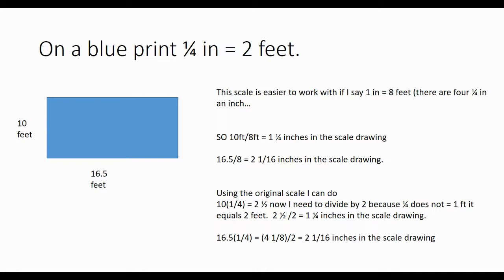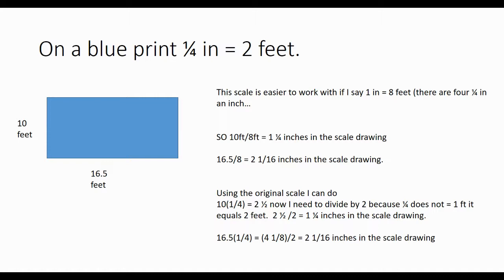Here is another approach that's doing it without a proportion. So here, I'm going to go back all the way to my original scale that I avoided using, and say, okay, I'm going to do 10 times 1/4. That tells me how many 1/4-inch sections I'm going to need if each 1/4 represented 1 foot. But since it does not, now I'm going to divide it by 2 because, like I said here, 1/4 of an inch does not equal 1 foot, it equals 2 feet. So 2.5 divided by 2 is 1 and 1/4 inches. And then I went through a similar process here and got 2 and 1/16 inches. These are the same answers.